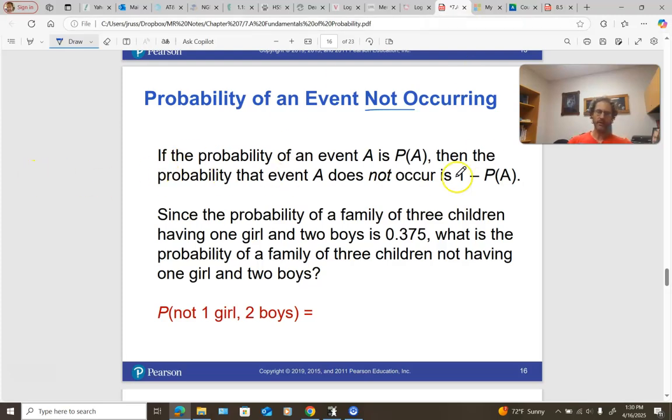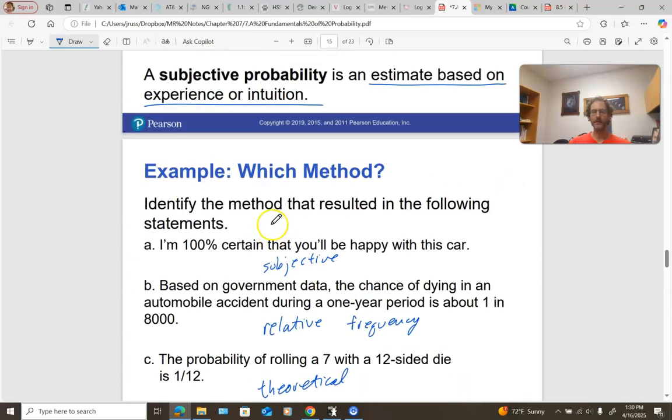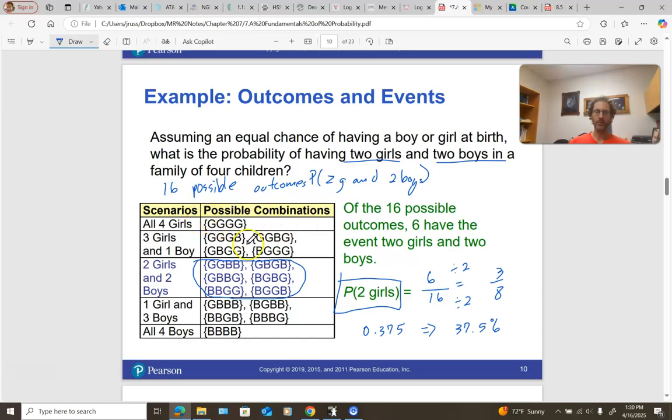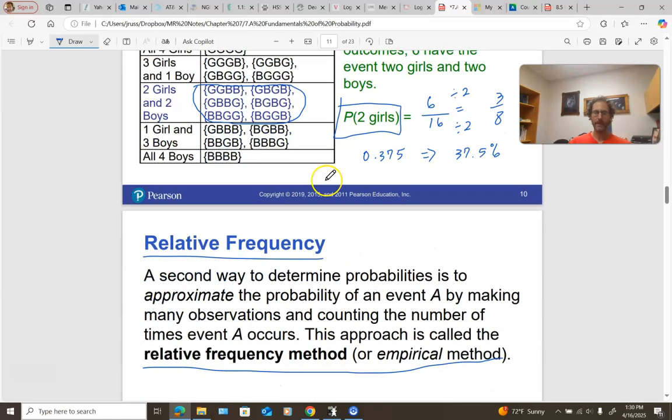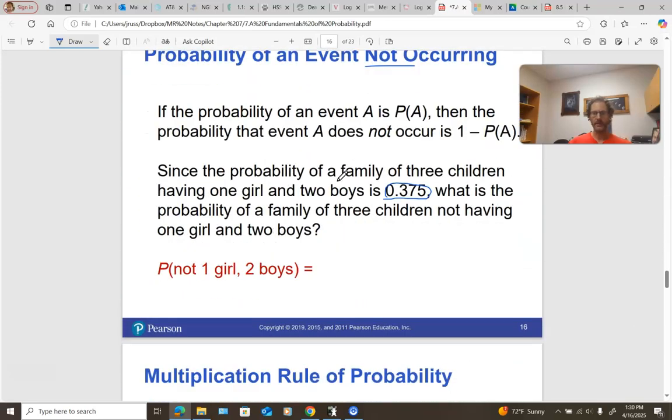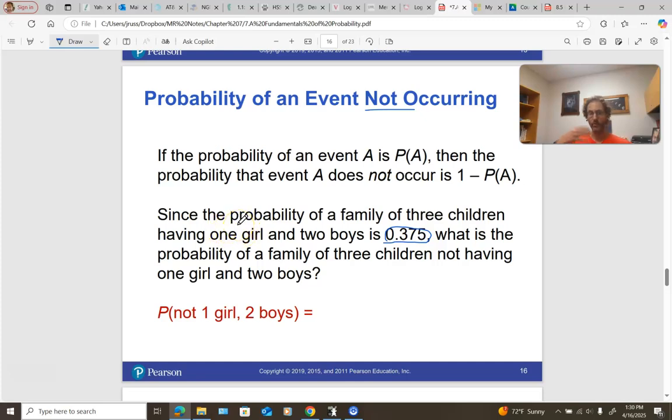So think about this. We've talked about, let's just look at this. It says, the probability of a family of 3 having 1 girl and 2 boys is 0.375. Now we could figure this out by making a chart and listing, kind of like they did for the family of 4 kids, and determining what those probabilities are. So evidently the probability of exactly 1 girl, if that's what we're counting, would be 0.375.